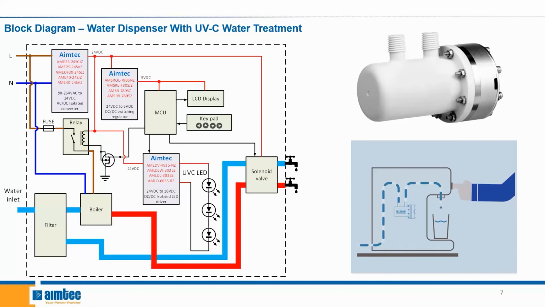And we're going to be using an output of 24 VDC, which is why Aimtec's LED drivers further along in the circuit are set up to receive an input voltage of 24 VDC. We can also use Aimtec's switching regulators to power the MCU and the LCD display.